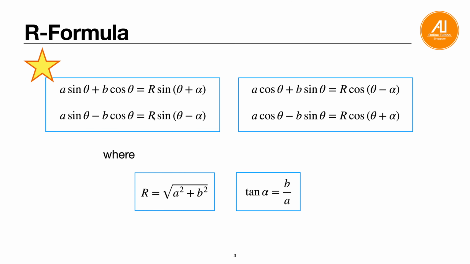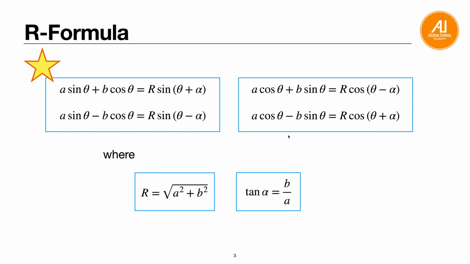And then what's the R? Big R basically is your Pythagoras. So it's a square plus b square, then the whole thing square root, and then tangent alpha. Alpha is your basic angle, equals b over a. Your b will be this coefficient here, and then a will be this one here.